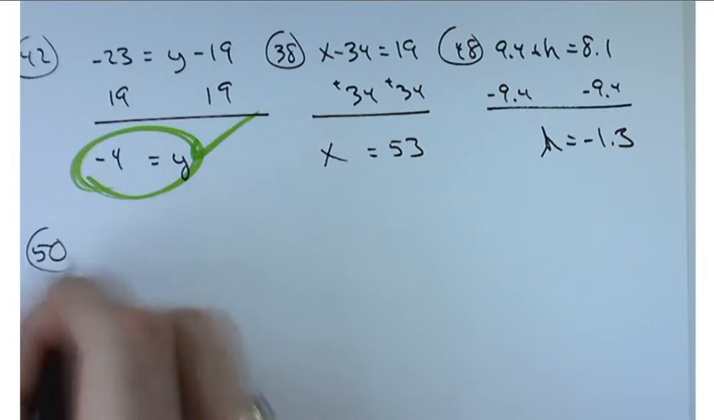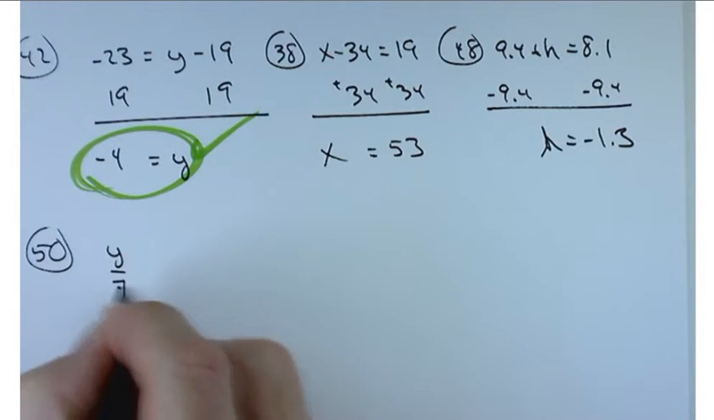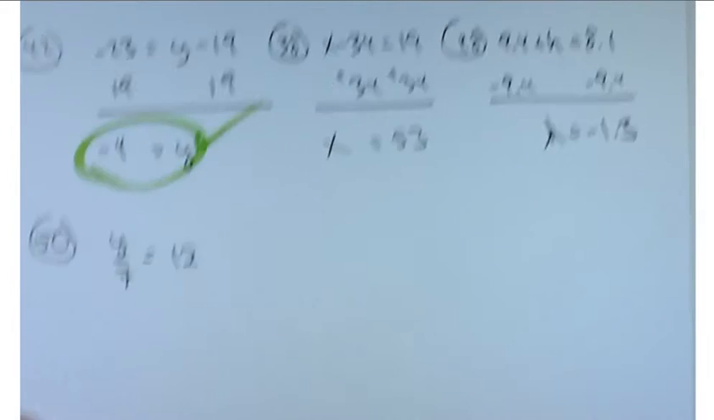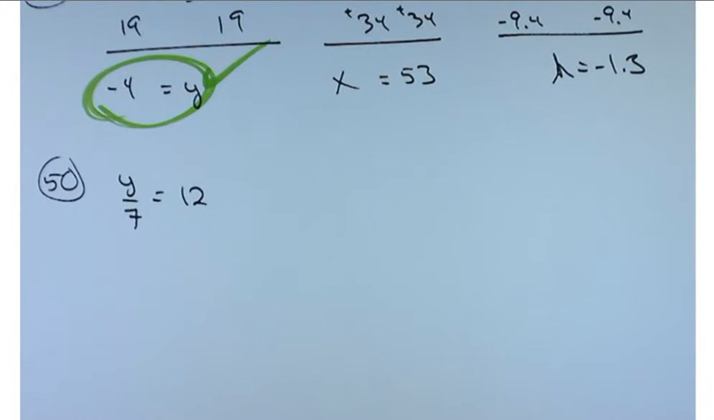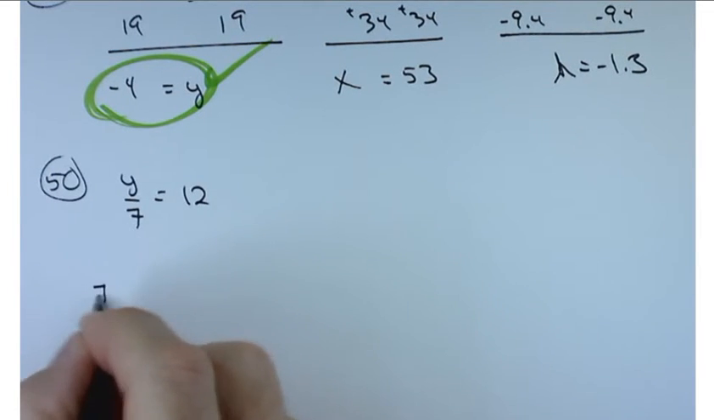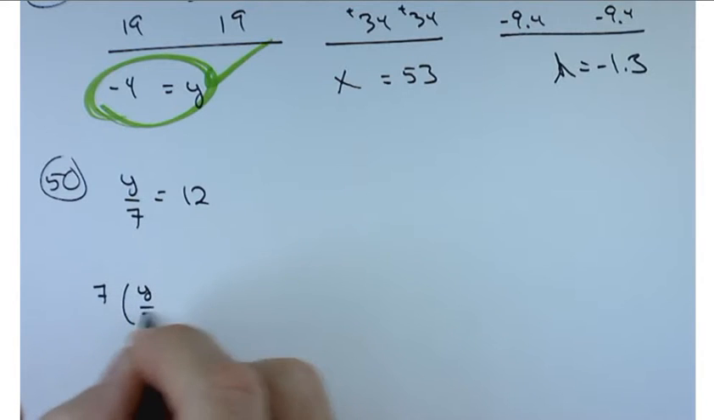Let's take a look at problem number 50: y over 7 equals 12. Somebody describe to me what's happening to the variable. It's being divided. So what would be the opposite of... Yeah, good. So we're going to multiply. The opposite of division is multiplication. So we're going to go back to this idea of opposite operations. So I'm going to multiply both sides by 7.